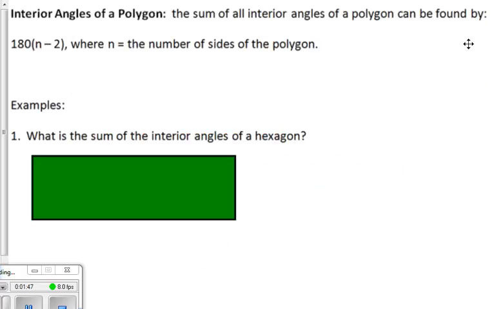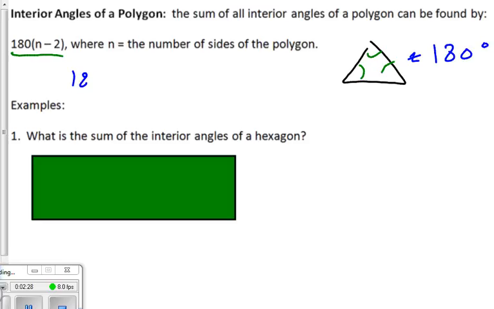When we're looking at interior angles of a polygon, so if we had a triangle, the interior angles are all of these angles on the inside, and we can find the sum of all of the interior angles, adding up all of the inside angles together, using this formula: 180 times n minus 2, where n is the number of sides of the polygon. So before we said we know for sure that for a triangle, all of the angles have to add up to 180 degrees. Well, let's see if that holds true with our formula here.